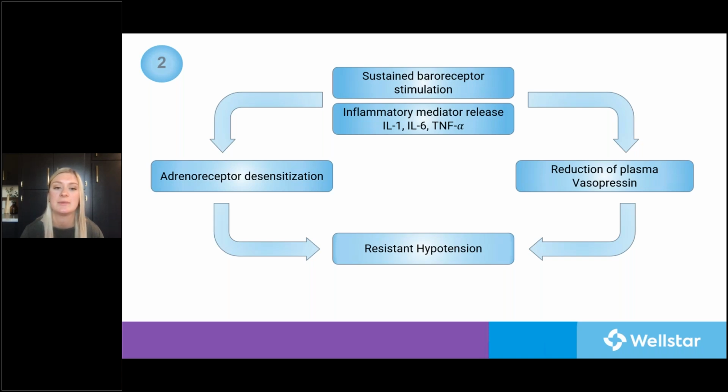And the reduction of plasma vasopressin is thought to be related to nitric oxide production, because nitric oxide inhibits vasopressin release. So like mentioned previously, nitric oxide release causes activation of the potassium ATP channels, which causes an inhibition of vasopressin effects due to the membrane hyperpolarization and reduction in calcium influx into the cells. Therefore, it limits the cellular response to vasopressin.